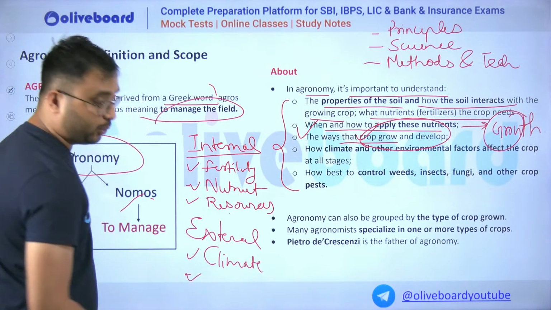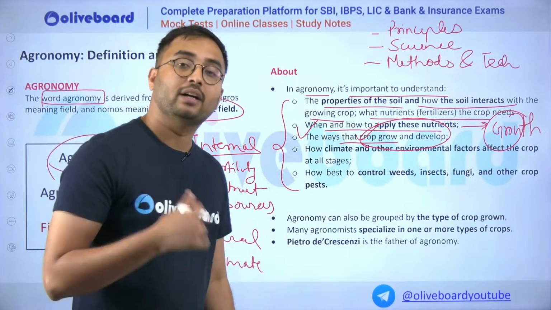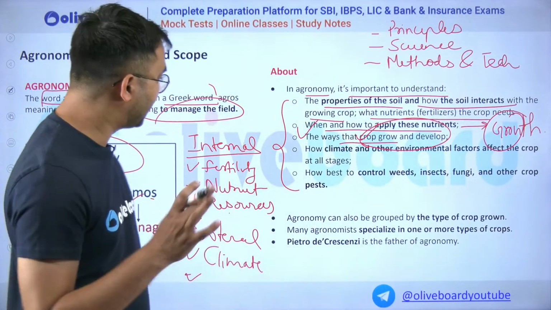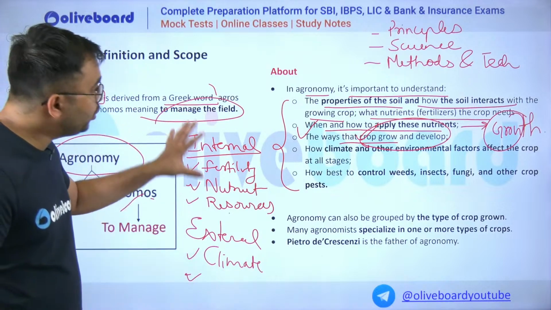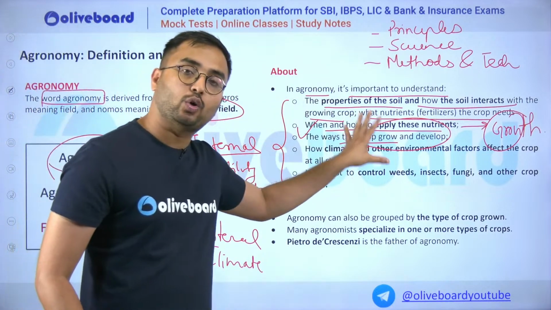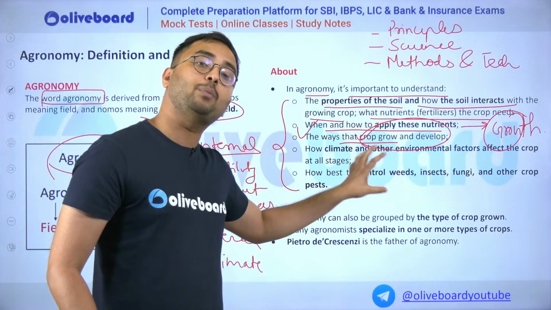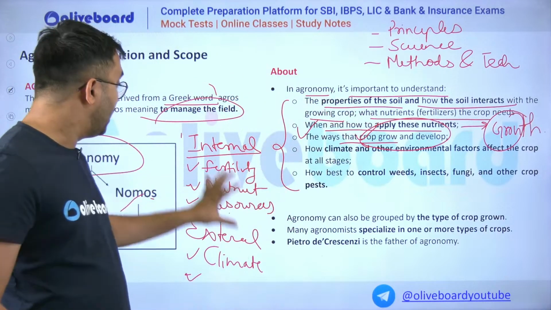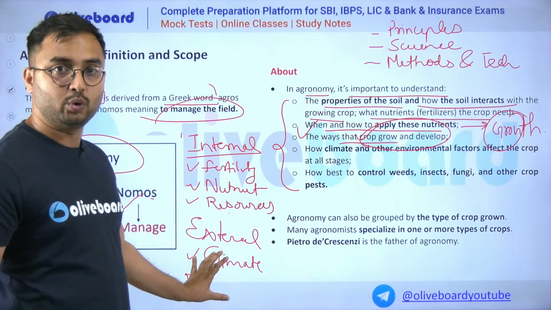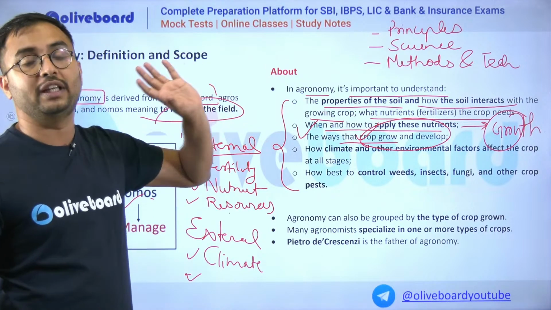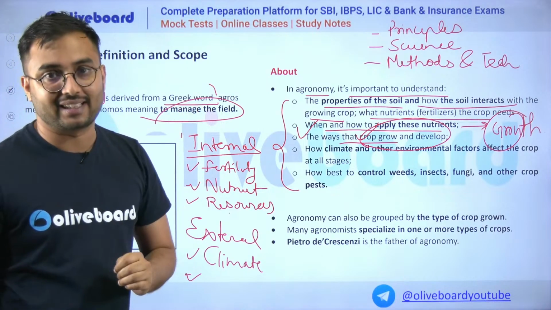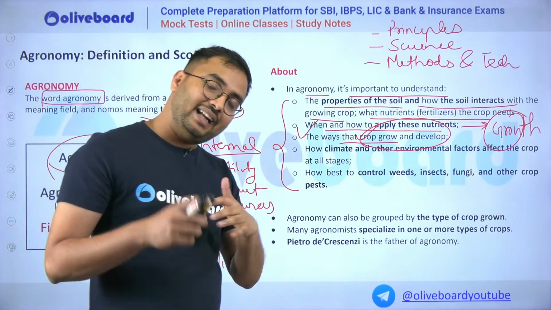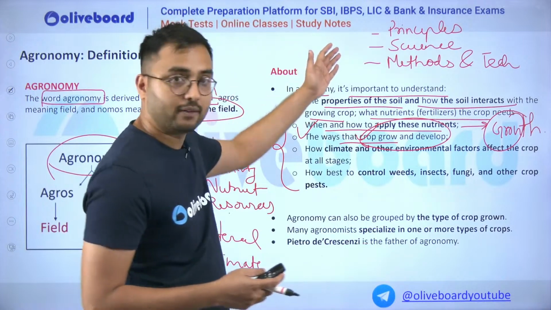Then your climate will include everything: temperature, rainfall, that is precipitation, etc. So all these factors, and how they affect your overall crop growth and how crops grow in ideal conditions when these factors are available to them, is also one of the important things that agronomy helps us understand. For example, the dryland agriculture which happens in Rajasthan.